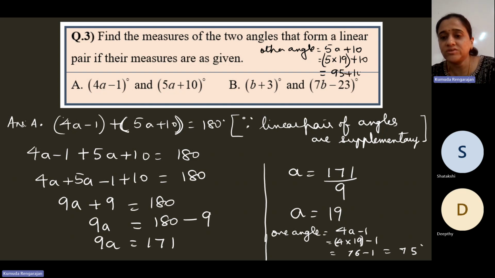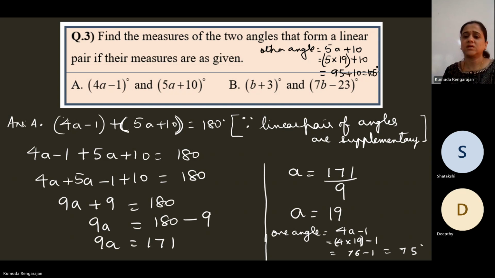95 plus 10, which is 105 degrees. No, you can check. Yeah, you got your answers right. 105 plus 75 is 180.